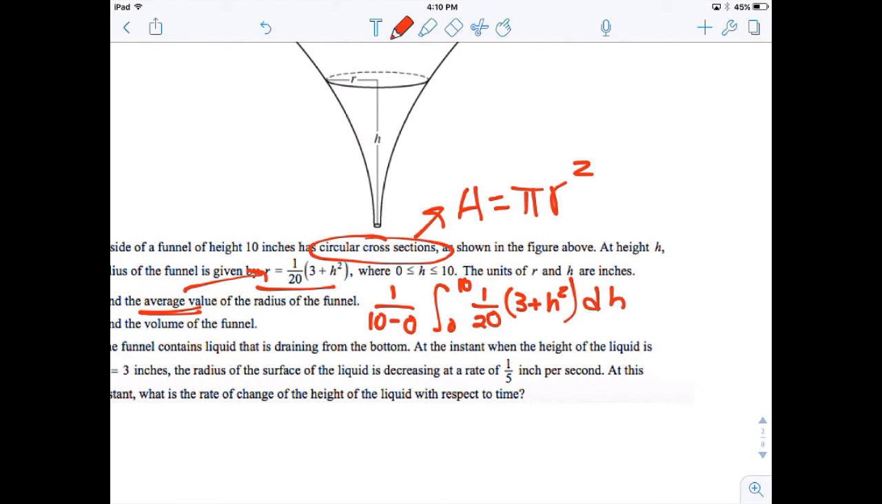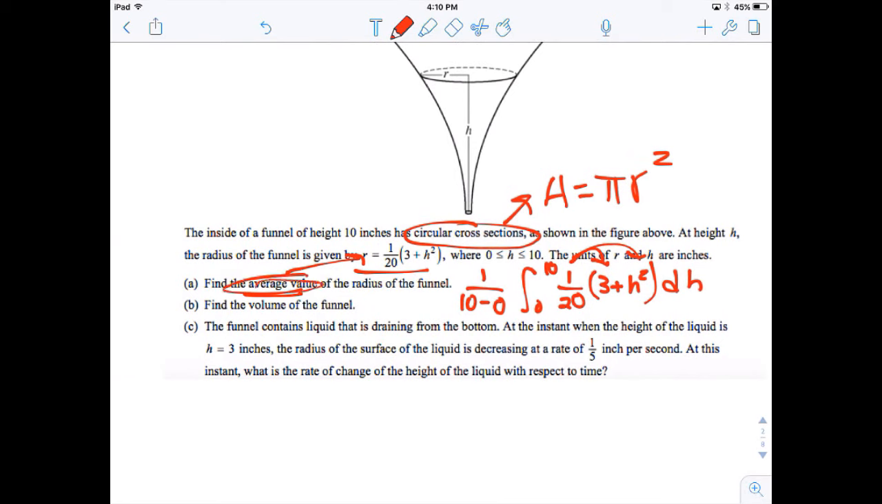I'm going to assume, for the sake of time here, that you can integrate that out. I would just distribute this and then go from there. But average value, remember to use the average value formula, right? B is where it got really tricky.